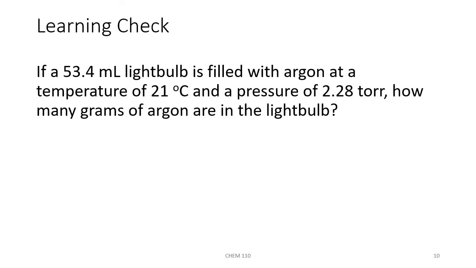Let's practice using the ideal gas law. If a 53.4 milliliter light bulb is filled with argon at a temperature of 21 degrees Celsius and a pressure of 2.28 torr, how many grams of argon are in the light bulb? Our ideal gas law is PV equals nRT. And if we're going to determine the number of grams of argon, the only thing in the ideal gas law that is related to grams would be the number of moles. So we're going to want to rearrange and solve for n. n will be equal to pressure times volume divided by R times T.